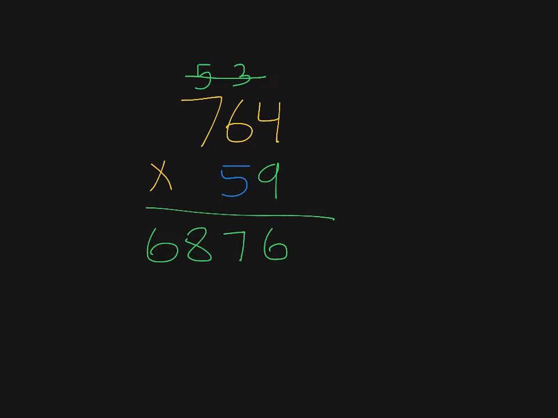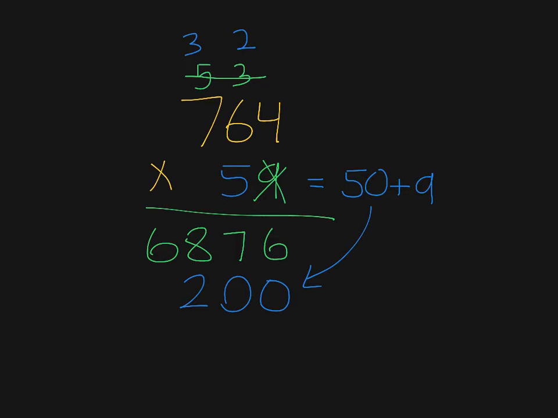These are done. You either cross them out or erase them. You cross out the 9. You put the 0 because 59 is really made up of 50 plus 9. 5 times 4 is, and then the 0 is right there. 5 times 4 is 20, carry the 2. 5 times 6 is 30, add 2 makes 32. 5 times 7 is 35, add 3 would be 38.